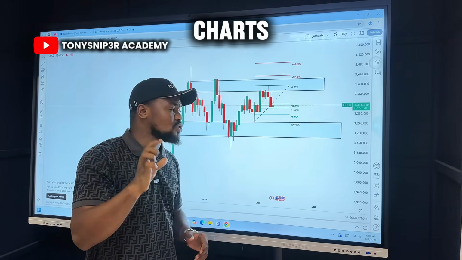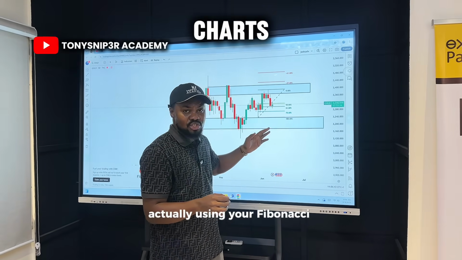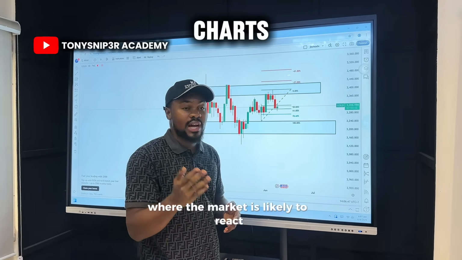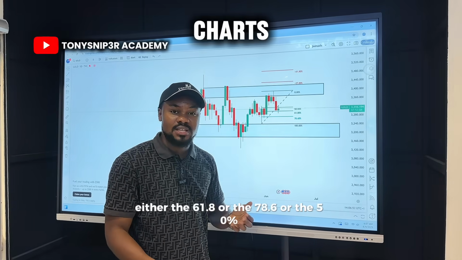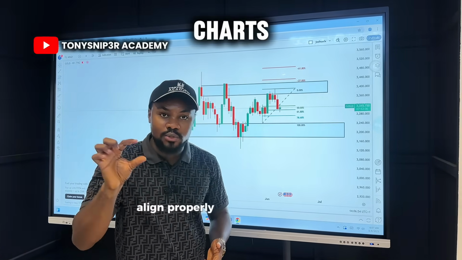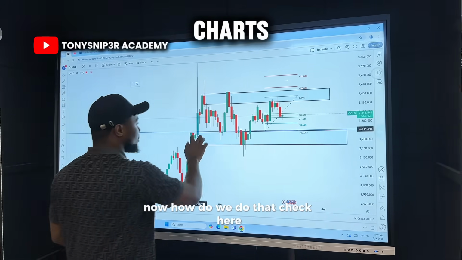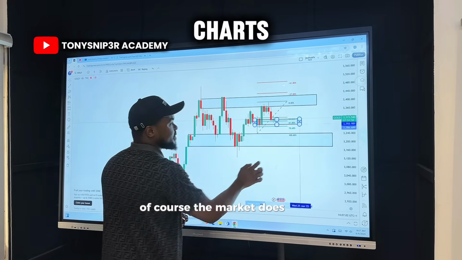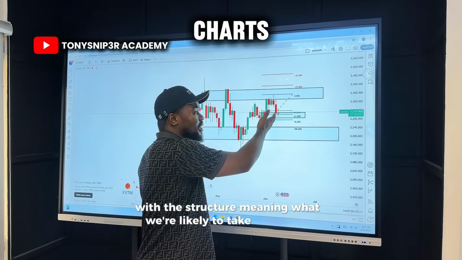Now, another key thing you need to understand is that when you're actually using your Fibonacci, you need to make sure that the level where the market is likely to react, either the 61.8 or the 78.6 or the 50%, aligns properly with the structure. Okay, now how do we do that? Check here. Does this market align properly with the structure? Of course the market does. It aligns properly with the structure. Meaning we're likely to take a buy here.